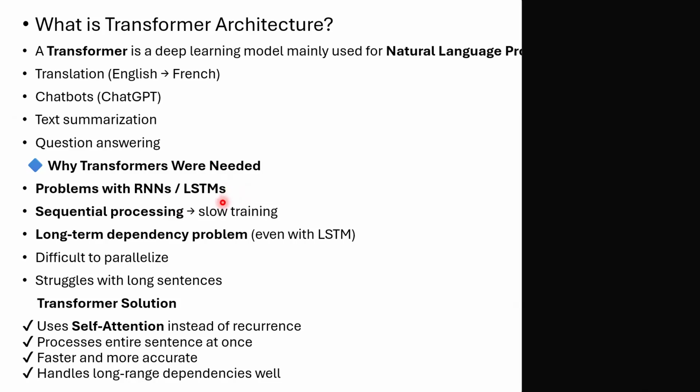The problems with RNN and LSTM, as I mentioned, are sequence processing, which means slow training, long-term dependency problems, forgetting earlier words, difficulty to parallelize, and struggling with long sentences. All these problems are solved by transformers. Transformers use self-attention instead of recurrence, process the entire sentence at once, are faster and more accurate, and handle long-range dependencies well.